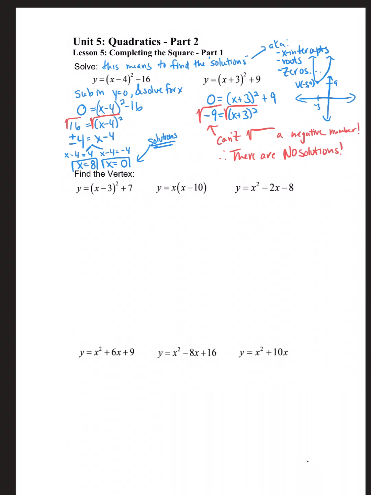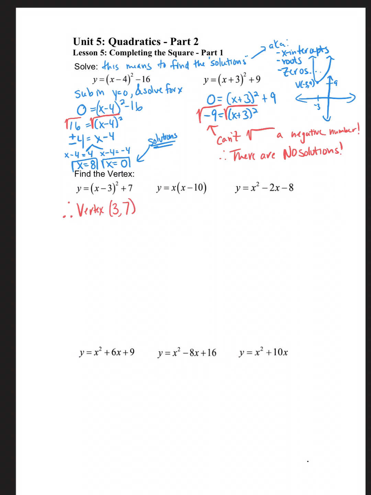When we're in vertex form, we know how to find the vertex. So let's just remind ourselves how to do that. And then when we're in different forms, how do we go about finding that vertex? So this first example, we're in vertex form. So we can see that the vertex is at 3, 7, right? Because the h value is always going to be the opposite.